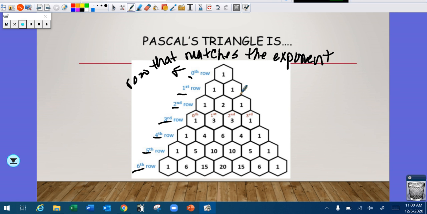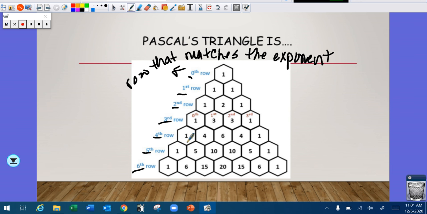So how are these rows created? Well, we started off with the 1, and then we write another set of 1s. Then when we get to the second row, we write a 1 and then do 1 plus 1 is 2. And then you write a 1 at the end. Then you put another 1, and then 1 plus 2 is 3, 2 plus 1 is 3, and then put a 1 at the end.